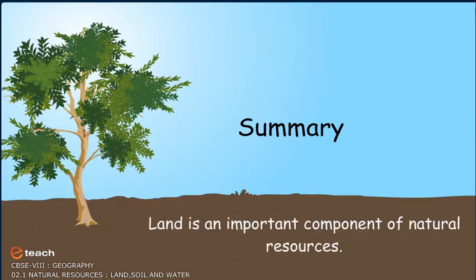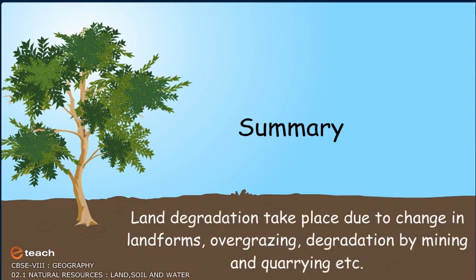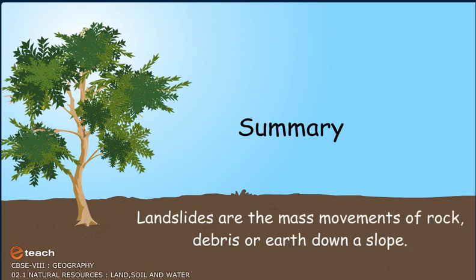Summary. Land is an important component of natural resource. Land degradation takes place due to change in landforms, overgrazing, degradation by mining and quarrying, etc. Landslides are the mass movements of rock, debris, or earth down a slope.